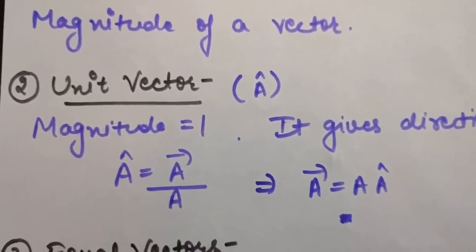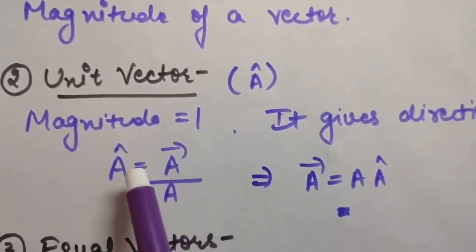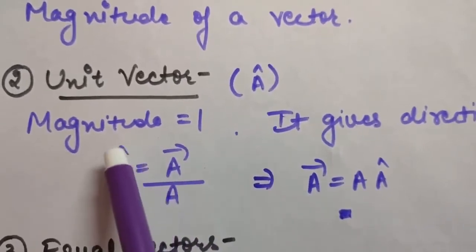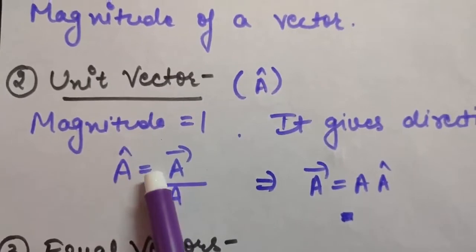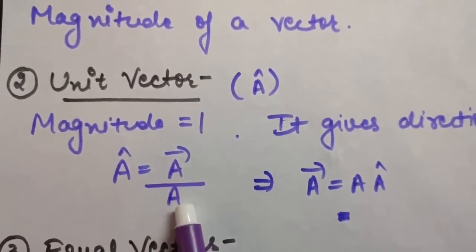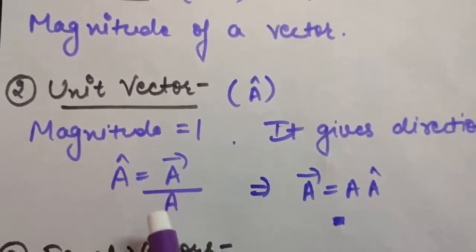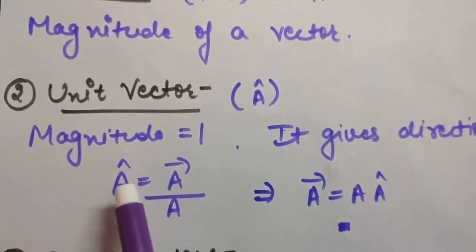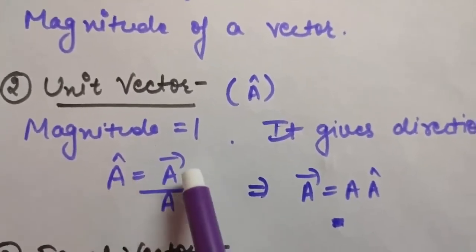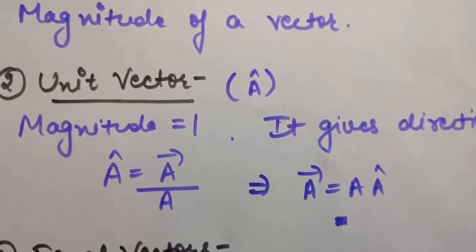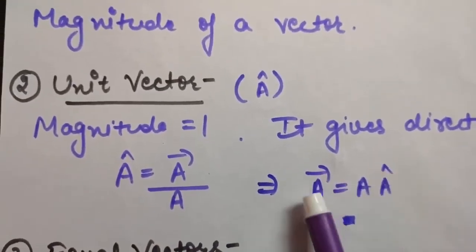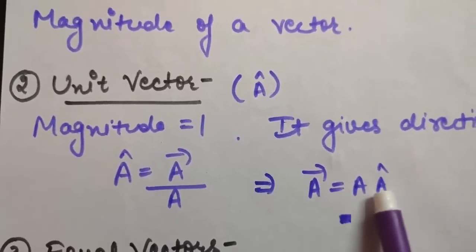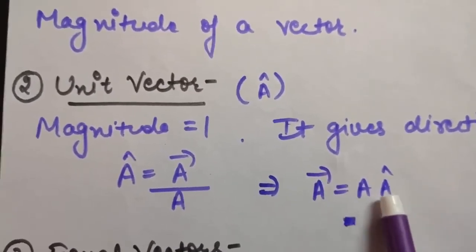Now how do we write a unit vector? We can call the unit vector the direction also. So direction is equal to vector upon magnitude. This is the vector A, this is the magnitude of A, and this is the direction of A. From here you can write the vector A is equal to A times A cap. So any vector can be written as its magnitude and its direction.